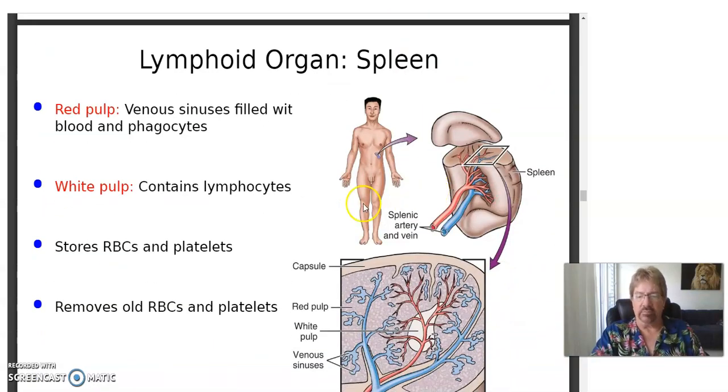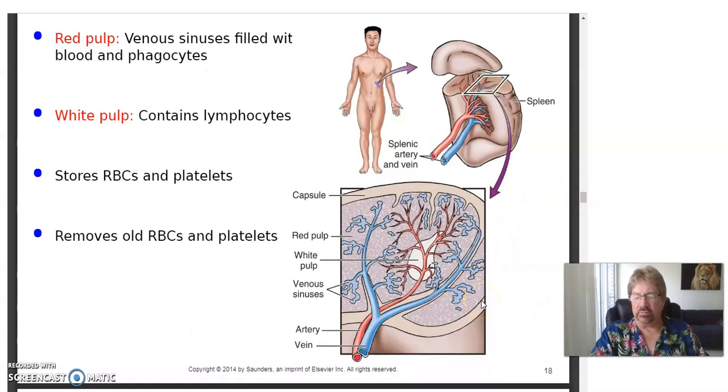The spleen. Spleen's in the abdominal area. Red pulp venous sinus is filled with blood and phagocytes. A phagocyte is like Pac-Man. White pulp contains lymphocytes. Remember, lymphocytes, second most common white blood cell, they primarily attack viruses. Stored red blood cells and platelets. Yes, the spleen has a safety supply of extra blood cells in case we need some quickly.